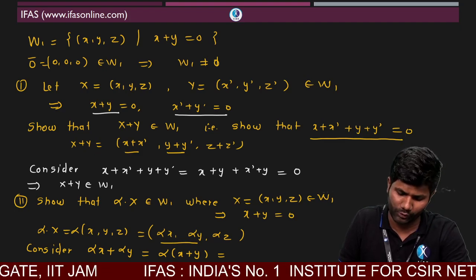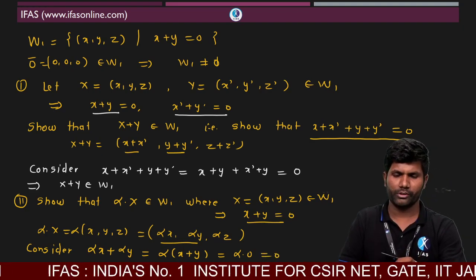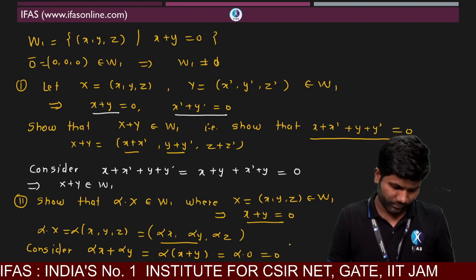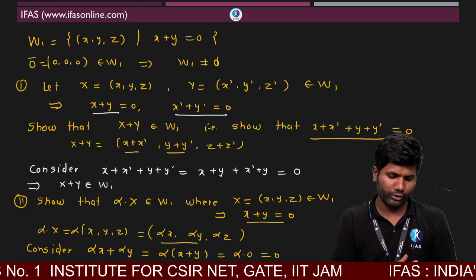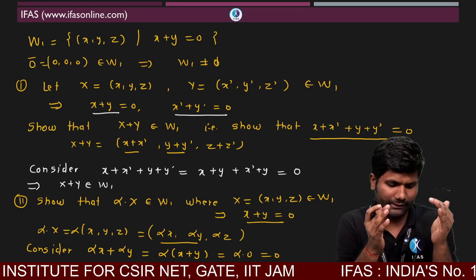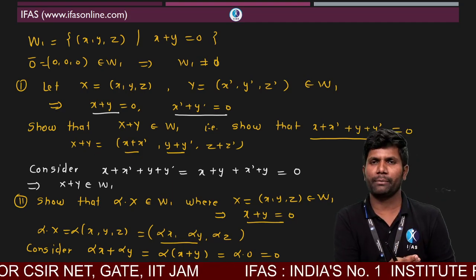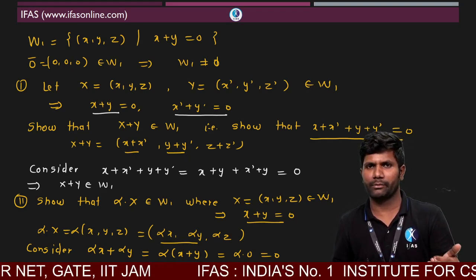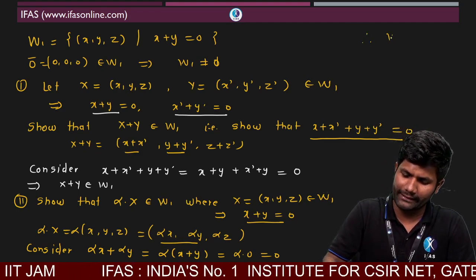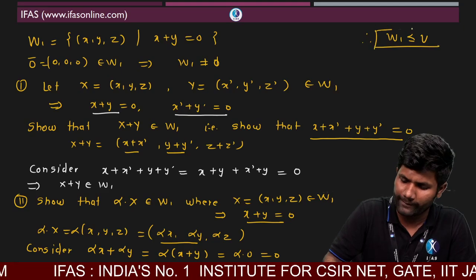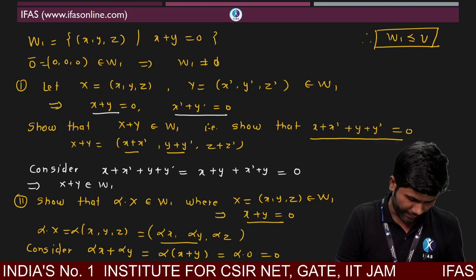But what is x plus y? x plus y is equal to 0, so alpha times 0 is equal to 0. So finally we show that alpha times x also belongs to W1. So here we show that W1 is a subset of V, it is non-empty, and it is closed under vector addition and scalar multiplication. Therefore we can say that W1 is a subspace of V.